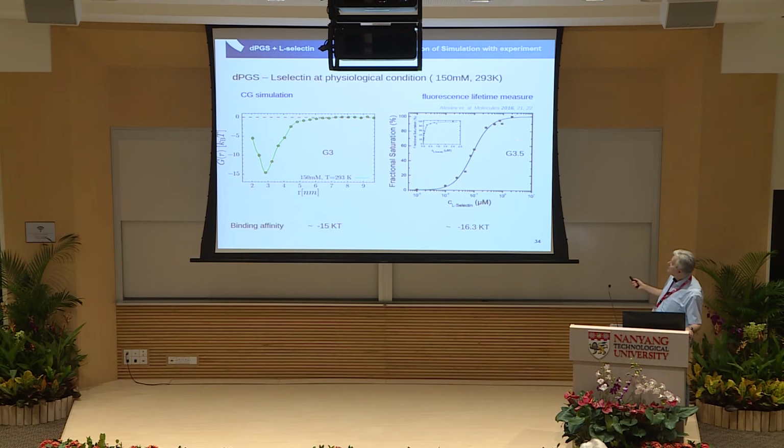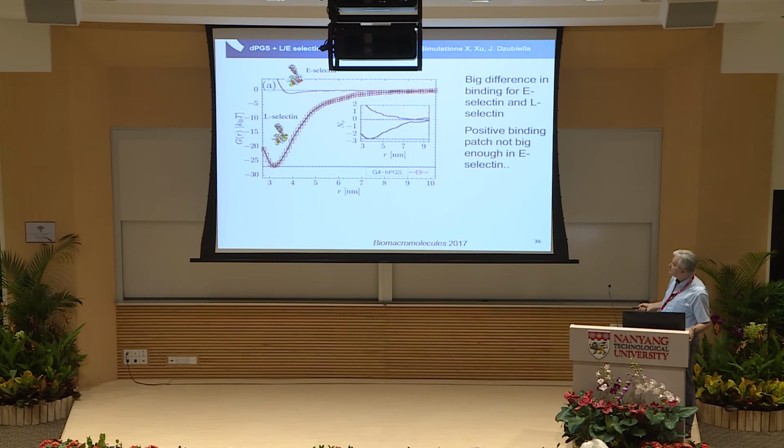And then you can, of course, go to the experiments. So this is L-selectin interacting at 150 millimolar with these dPGS, the charged dendrimer. You compare this to the simulation, and you find the binding affinity here something like 15, here something like 16 kBT. So this is a good agreement. And of course, these selectins are very difficult to get and to experiment with. And so it's nice that we can do the thing in the computer, not doing complicated experiments.